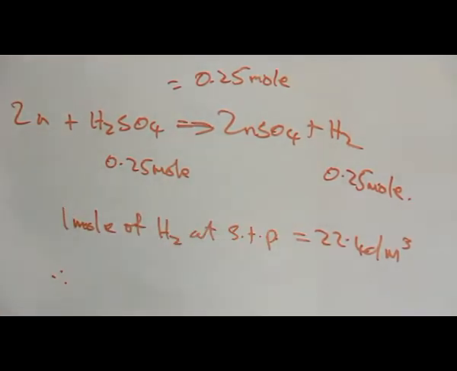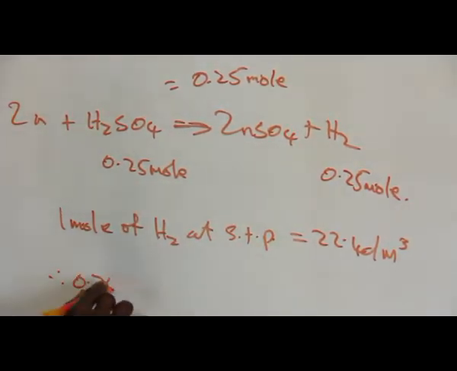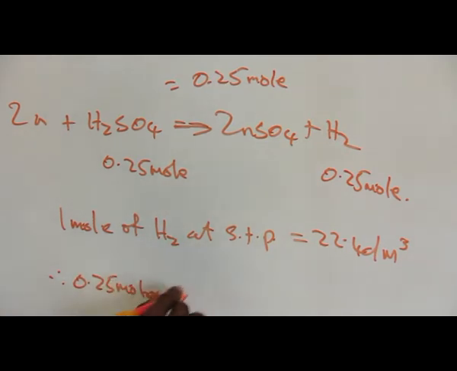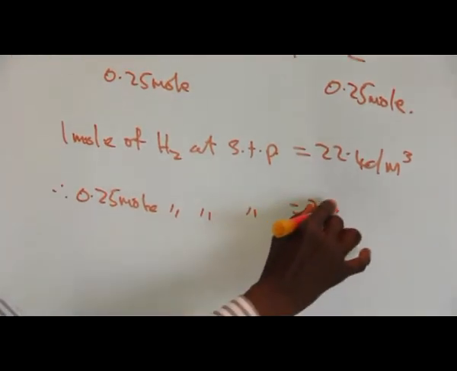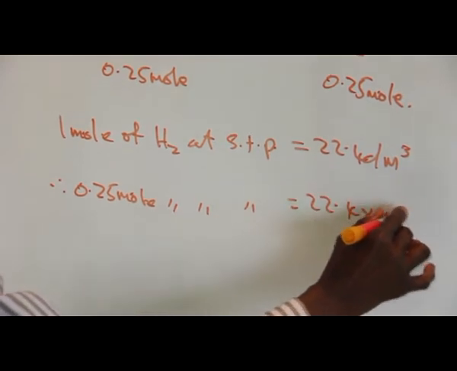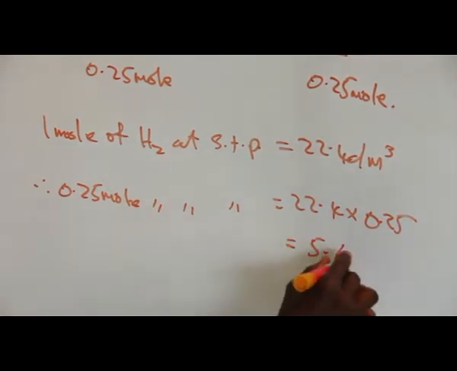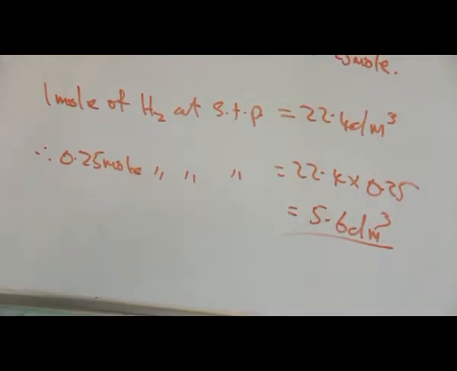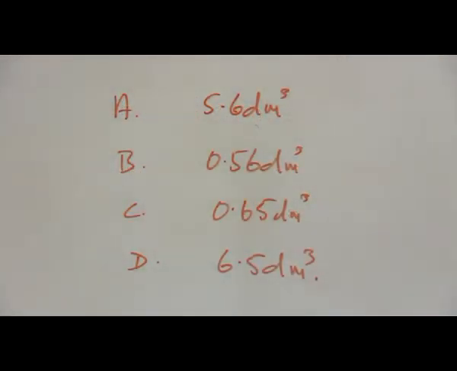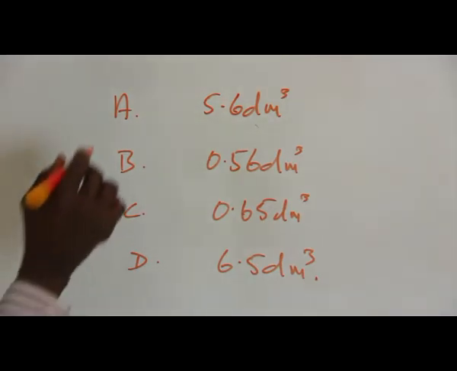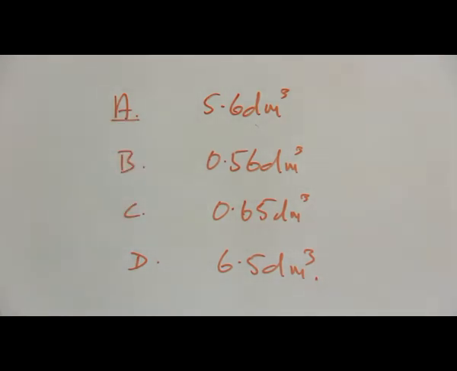Therefore, 0.25 moles of hydrogen at STP occupies 22.4 times 0.25. That gives us 5.6. From the solution, the volume of hydrogen obtained is 5.6 decimeter cube. Take note, decimeter cube is the same thing as liters. And consequently, the correct answer is 5.6 dm³.